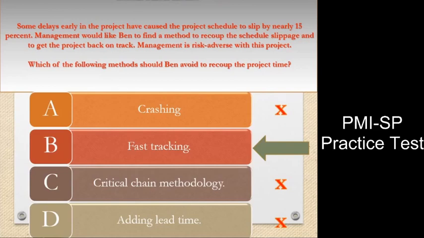Answer option C is incorrect. Critical chain is not a schedule compression technique and would not necessarily help the project get back on schedule. Answer option D is incorrect. Lead time, similar to fast tracking, can increase project risks. However, fast tracking is more risky than lead.